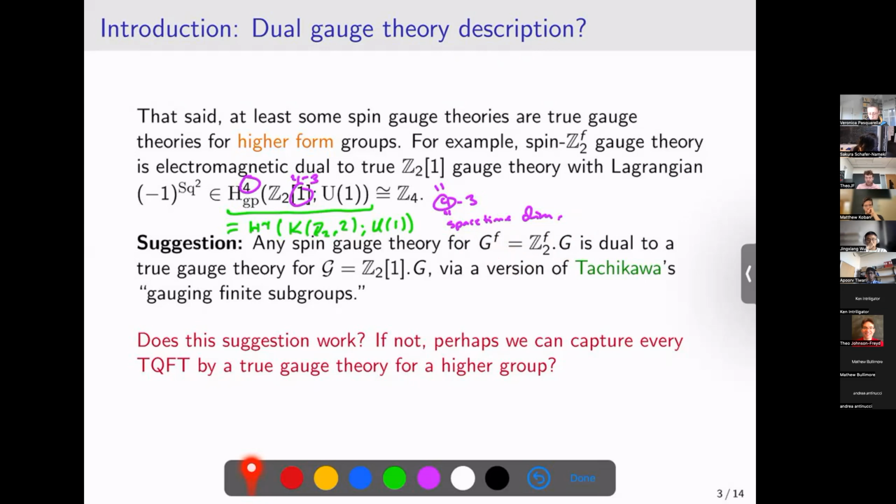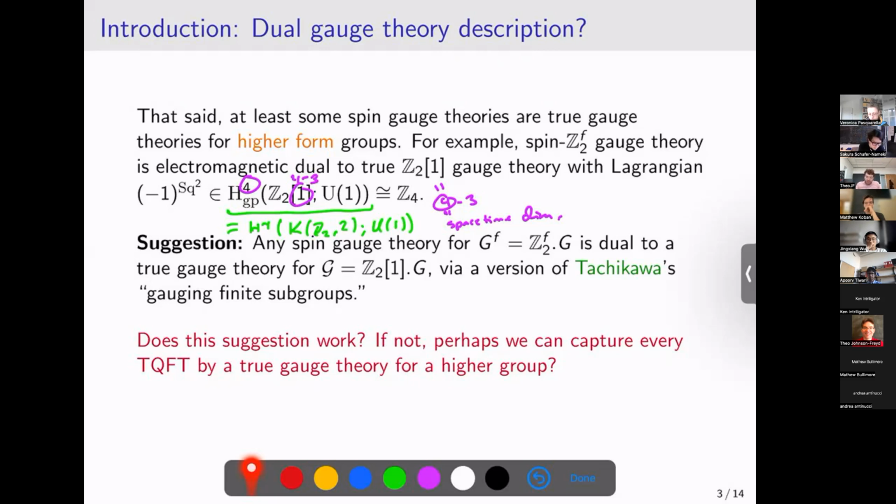And maybe you open up Tachikawa's paper on gauging finite subgroups. Maybe you open up Tachikawa and Laksha's paper that preceded it, and they tell you how to pick up subgroups of gauge groups and just replace subgroups by their electromagnetic duals and get another dual gauge theory description for the whole thing. I mean, they didn't say it in terms of the bulk gauge theory. They said it in terms of boundary theories and their anomalies, but those are the same.